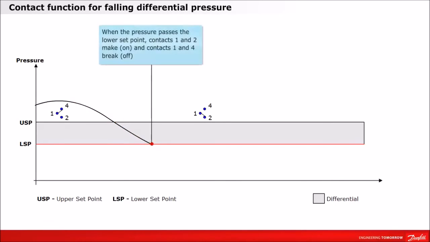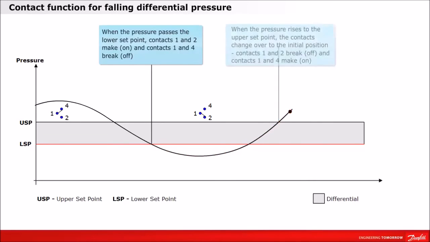When the pressure passes the lower set point, contacts 1 and 2 make, and contacts 1 and 4 break. When the pressure rises to the upper set point, the contacts change over to the initial position. Contacts 1 and 2 break, and contacts 1 and 4 make.